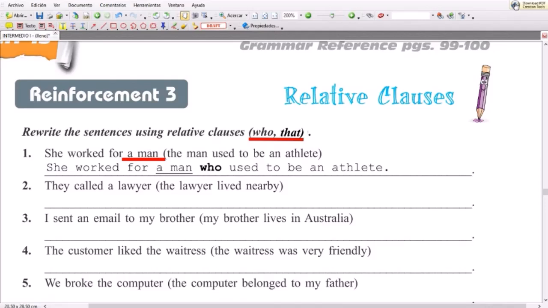Now that you are an intermediate student, I want you to join those sentences into only one. And it's very common, I mean, when you read or when you listen to someone. This kind of sentence is very common. In this case, there is a mistake in the book. Here you have to work with who and that, not what. Check it out in your book.